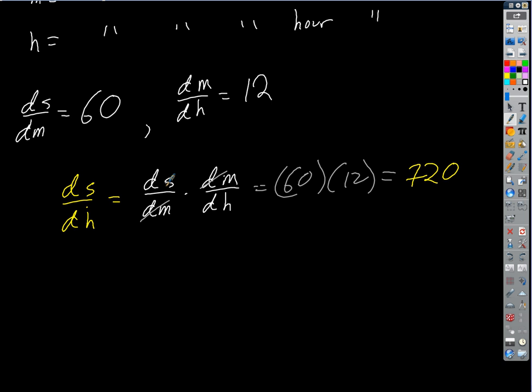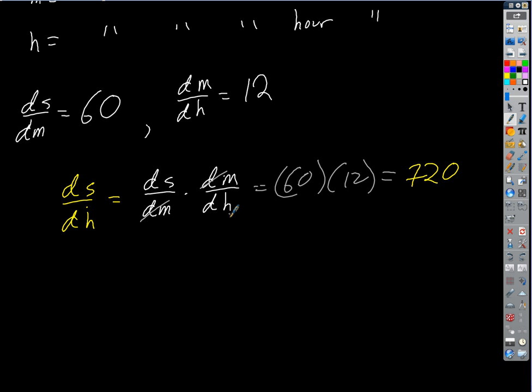I'm taking the derivative of s with respect to m in the first factor, the first rate, is what I'm using to gauge. It's like an intermediary or middleman. The derivative of s with respect to this middleman times the derivative of this middleman with respect to h is going to bridge the gap between the s and the h.